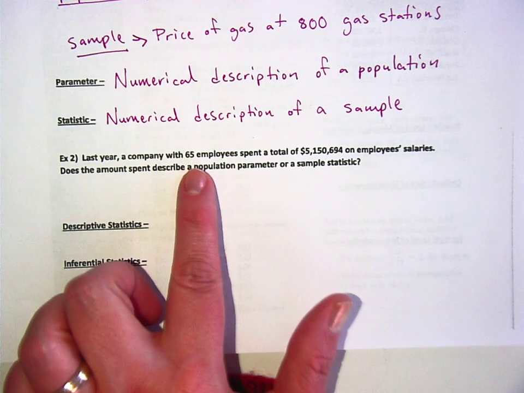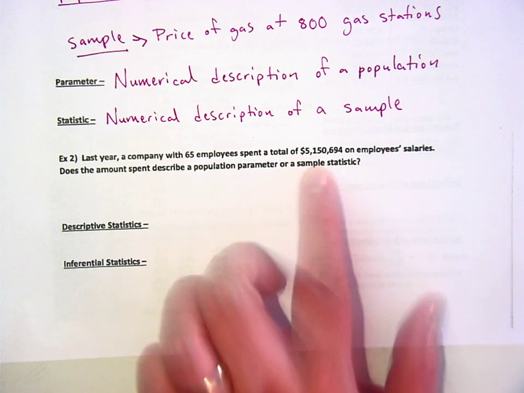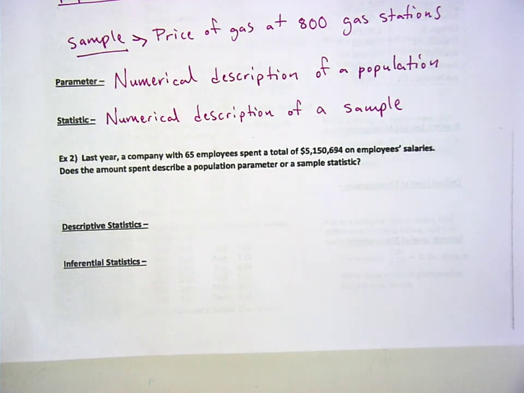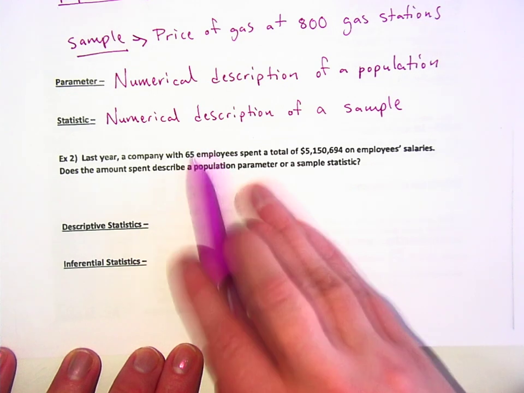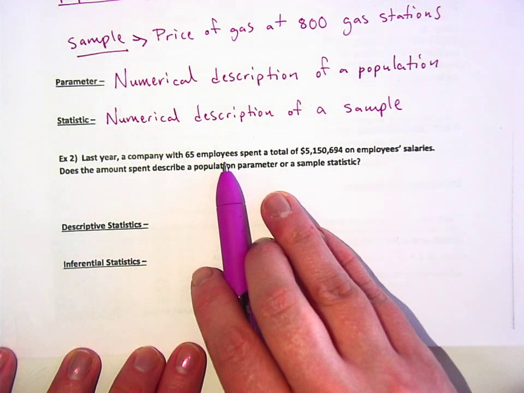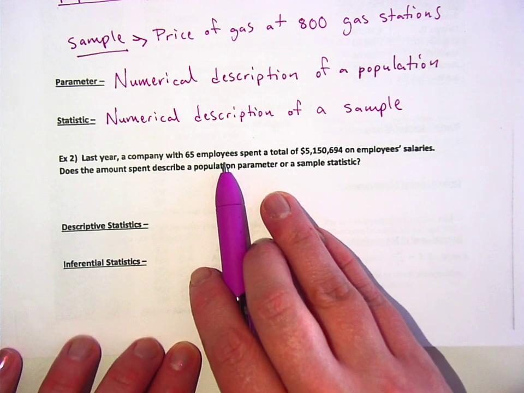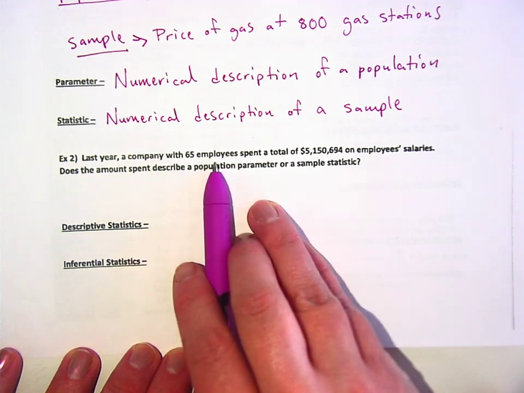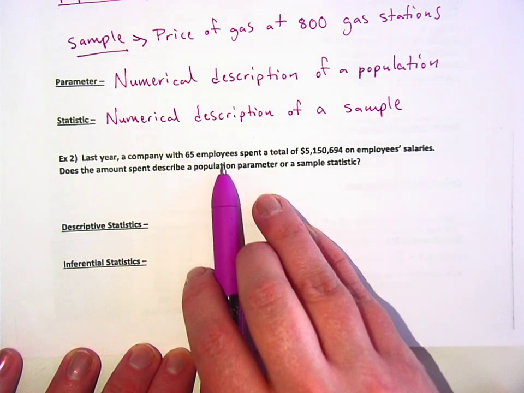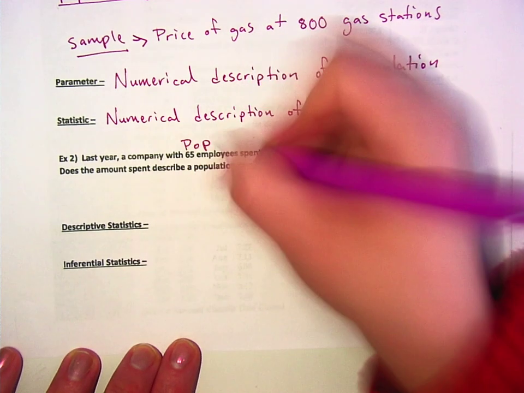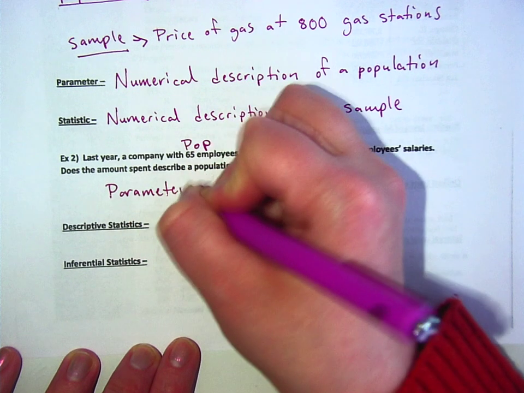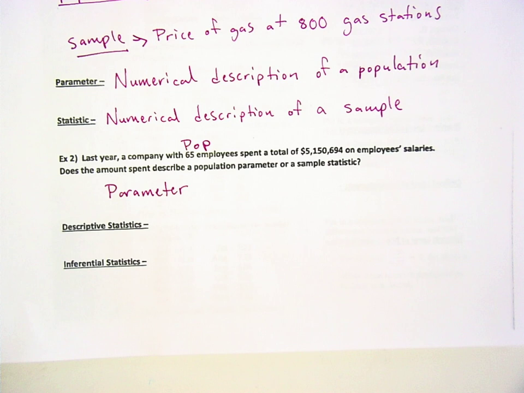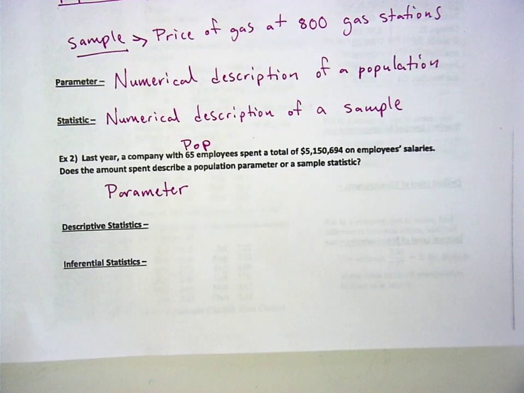Last year, a company with 65 employees spent a total of $5,150,694 on employees' salaries. Does that amount describe a population parameter or a sample statistic? Tegan, sample statistic. Is this all of the employees in the company? It says a company with 65 employees. Does it say that it's just a sample of 65 employees? Or 65 out of 1,000 employees? No, when it says the company has 65, they mean total. So this is all the employees of the company. And since this is a population as in all of them, this is a parameter. A statistic would be if I said there are 1,000 employees in this company, I looked at 10 of their salaries, and here's the average. Then that average would be a statistic, not a parameter.